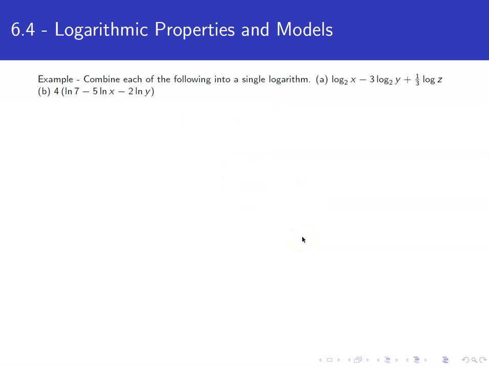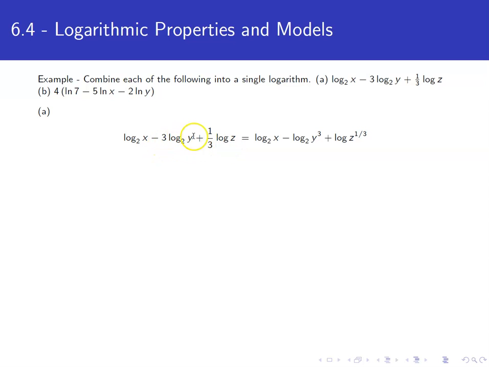Well, besides breaking logs apart, we can also put them back together. So that's what this example is asking us to do, to combine these back into a single logarithm. This last one here should also have a base 2 on it. So it should be log base 2 of x minus 3 log base 2 of y plus 1/3 log base 2 of z. If I don't have the same base, I can't put them back together. So there should be a log base 2 here.